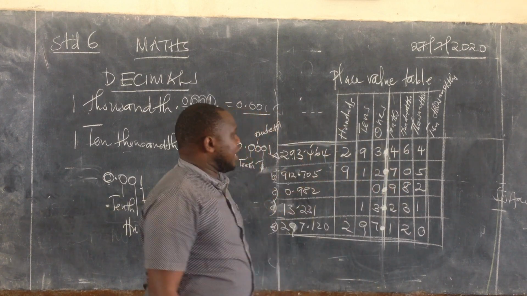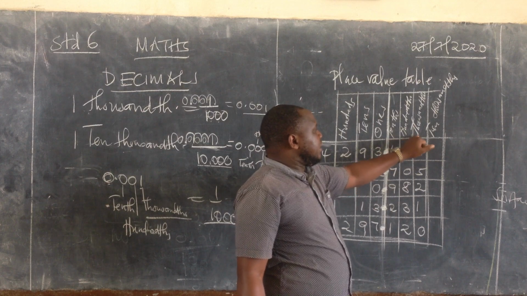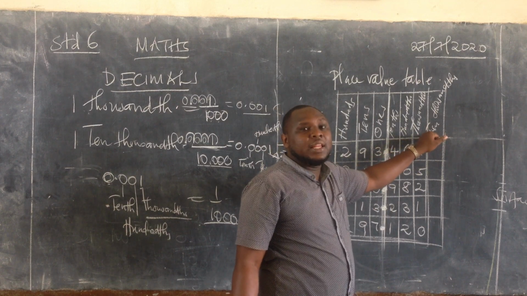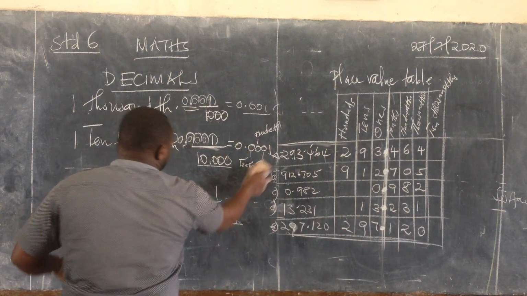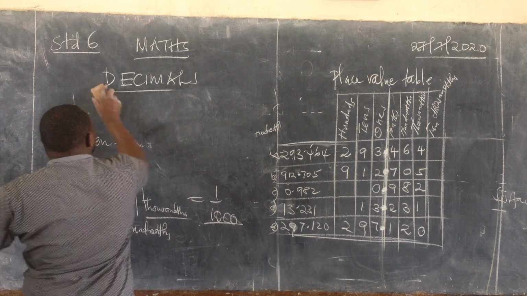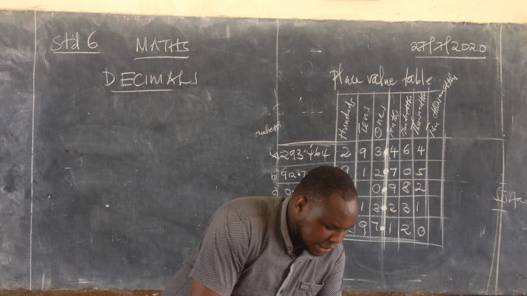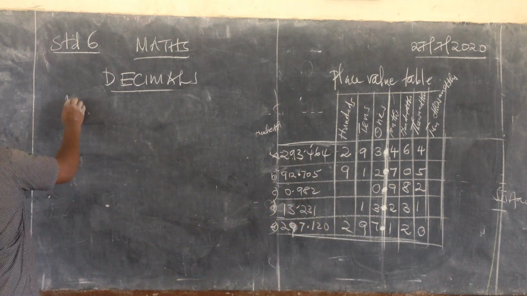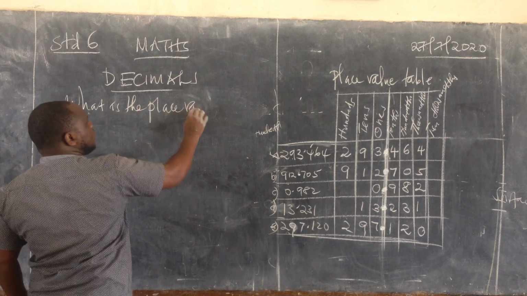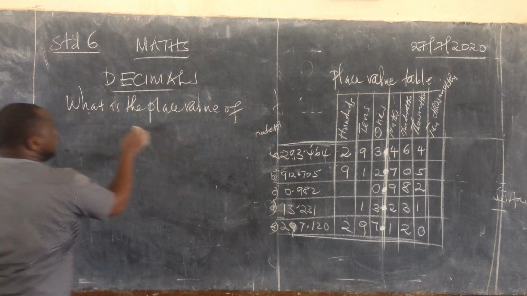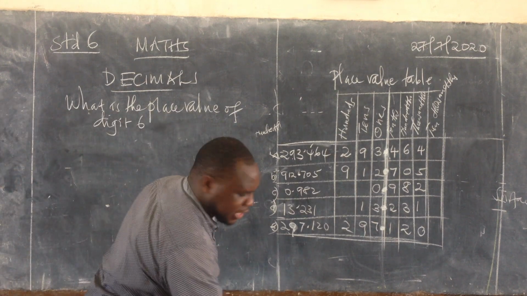So if you look at that, we have moved from tens, hundreds, thousands, and our last digit is ten thousands. So in a question you can be asked, what is the place value? We write a question here. Another question. What is the place value of digit 6 in each of the following numbers?